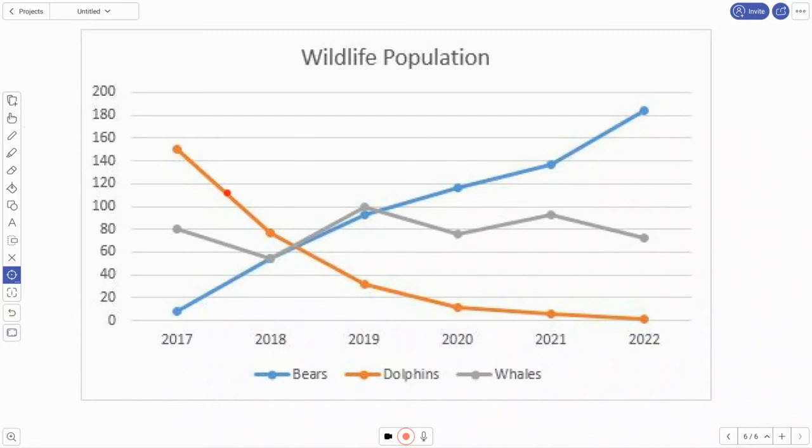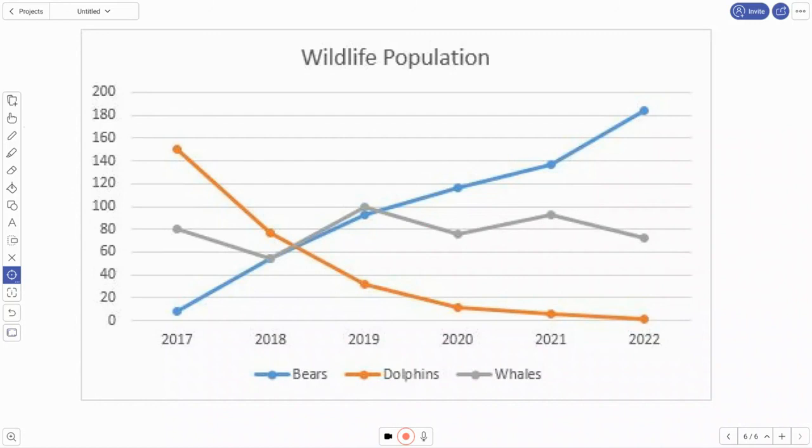If I look at the orange line, the dolphins have got to be worried, though. Look at that, their population is going down. They started as the highest in 2017, but they're going down and down. So that tells me, hey, looking at this data, we've got to do something to protect those dolphins. And whales are kind of staying in between. You can see they go down and then they go up, they go down and then they go up, they go down again. So they're kind of going up and down.